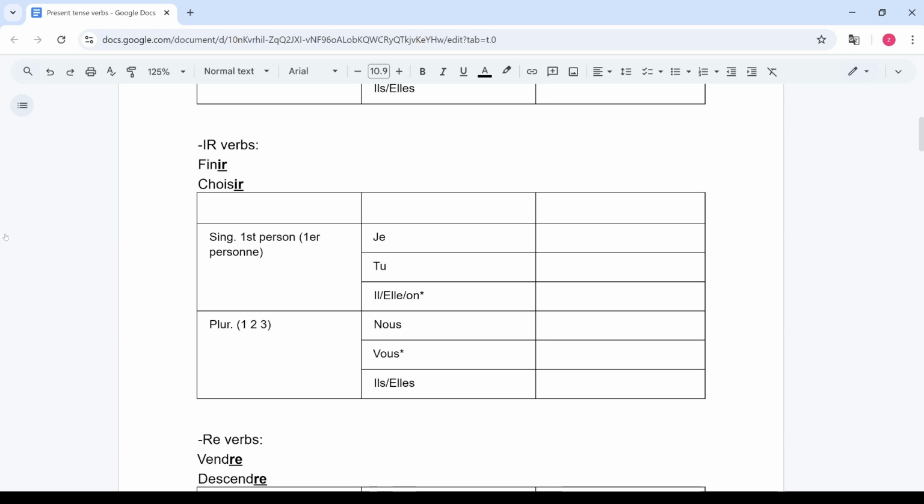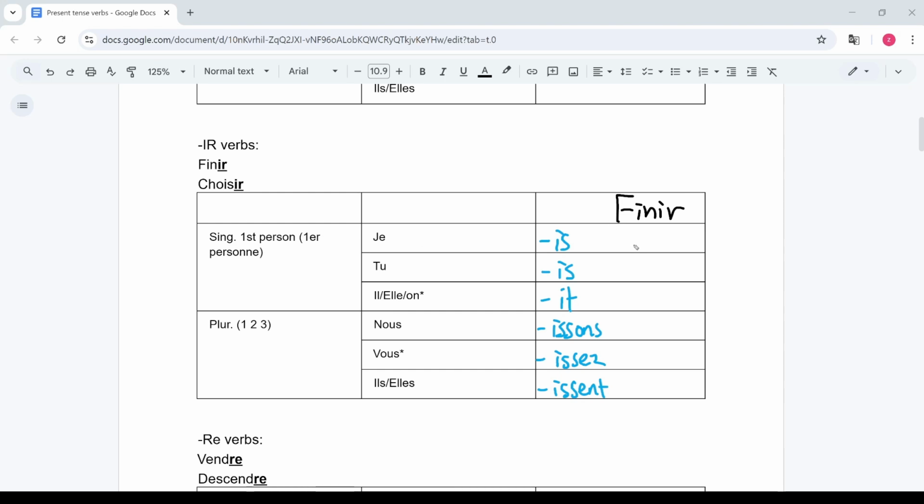IR verbs. Examples of IR verbs include finir, to finish, and choisir, to choose. So again, we follow the exact same steps. First, we identify these are IR verbs. We're going to remove our endings and add our new endings for IR verbs. So for IR verbs, the endings are IS, IS, IT, ISSONS, ISSEZ, and ISSENT. So let's take finir as an example, to finish. So I'll write it up here, finir.